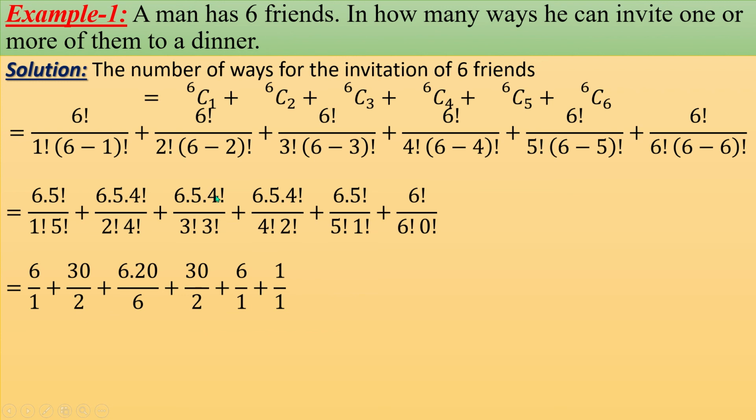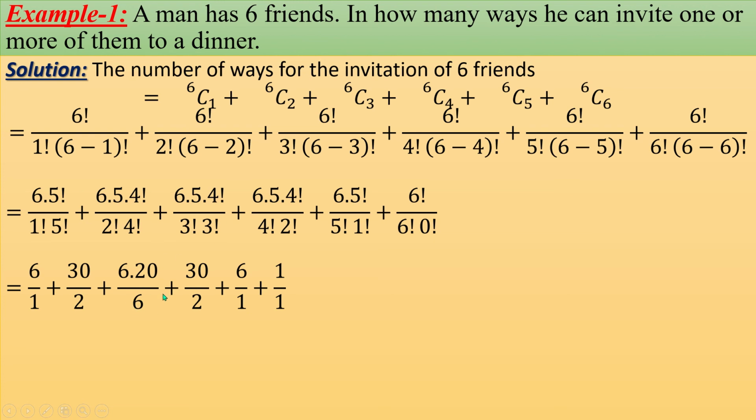Here I have written also 3 factorial. That means 6 into 5 into 4 into 3 factorial. As a result, 3 factorial cut, we get 5 into 4, that is 20, and 6 for 3 factorial. 3 factorial means 3 into 2 into 1, that is equal to 6. Okay, here again follow 6 into 5 into 4 into 3 factorial, and 3 factorial cut, 6 into 5 into 4 means 20, and 3 factorial equal to 6.